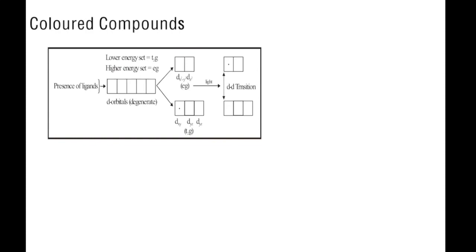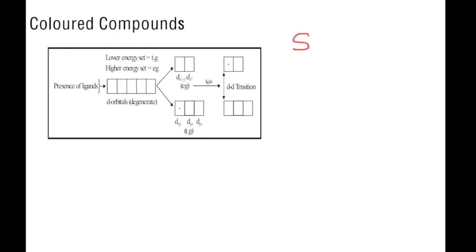But the metal ions having d0 and d10 configuration do not form colored compounds. Such compounds are usually white or colorless.